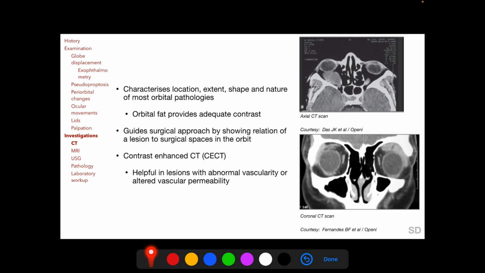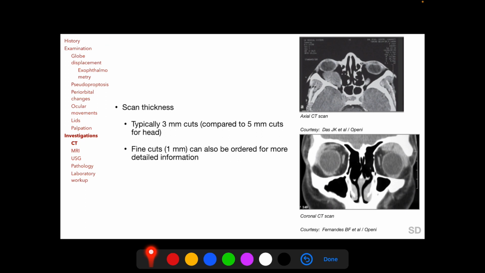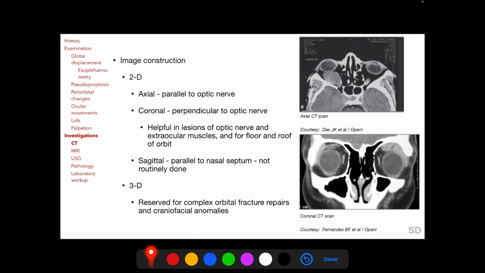spaces in the orbit. CT scan can also be done with a contrast agent, in which case it is called CECT, and it is helpful in lesions with abnormal vascularity or altered vascular permeability. For orbital CT, typically 3 mm cuts are taken compared to the routine 5 mm cuts for head, and fine cuts or 1 mm cuts can also be ordered for more detailed information. After the data is accumulated by the CT scan, the image can be reconstructed either two-dimensionally or three-dimensionally.